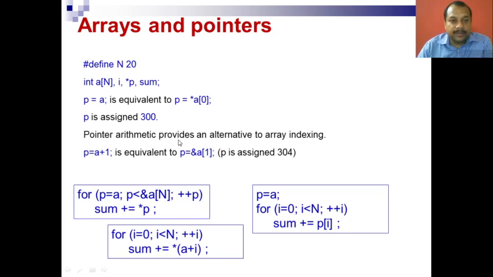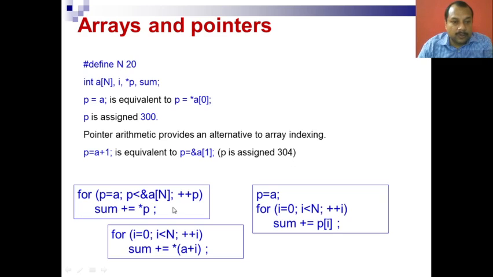Pointer arithmetic provides an alternative to array indexing. p equals a plus 1 indicates one step incrementation, which means p is incremented to the next element. Assuming 4 bytes are required for an integer, it will be 304. That is the same as &a[1]. There is a typo, I will rectify it in the slide. It is not star, this is ampersand. So p is assigned 304 that way.